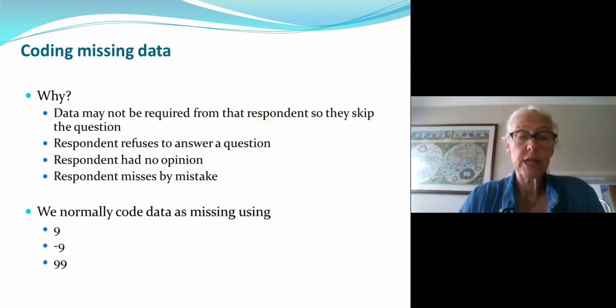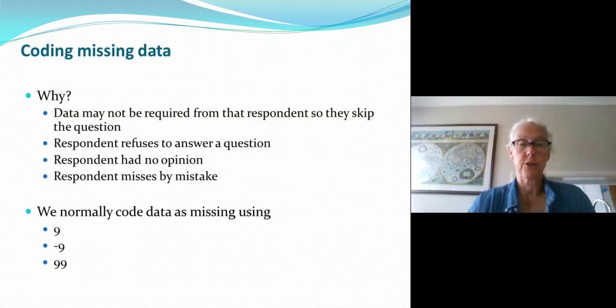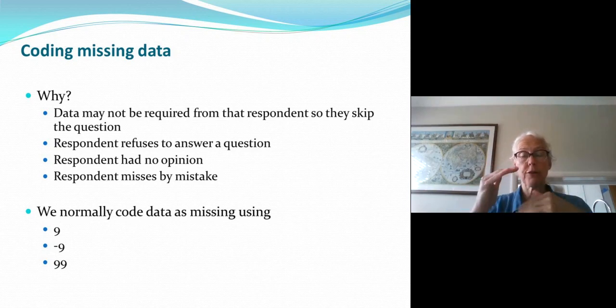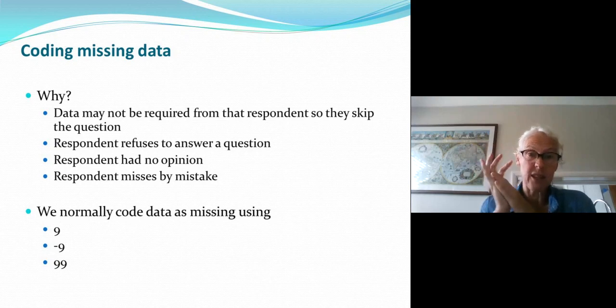We also code missing data, so sometimes people don't answer questions. It may be that that respondent isn't required to answer that question, so they've been told not to answer it. In other words, your survey will route them past the series of questions that don't apply to them because of the way they've answered an earlier question. Sometimes people refuse to answer a question. They just don't have an answer, they don't want to answer it. Sometimes they have no opinion, and sometimes they just miss it by mistake.